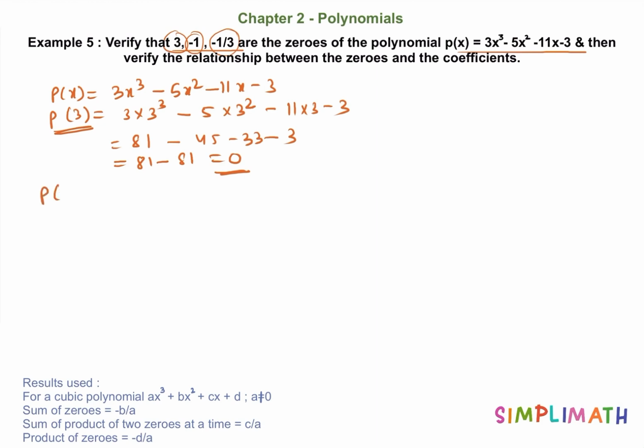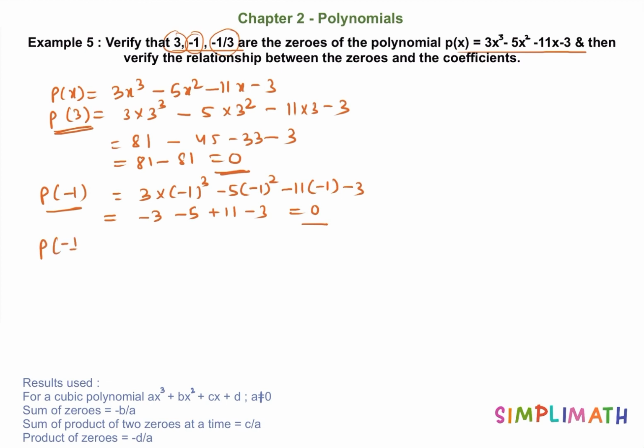Now let us put the value of x as minus 1. So 3 into (minus 1) cubed minus 5 into (minus 1) squared minus 11 into minus 1 minus 3. So I can write this as minus 3 minus 5 plus 11 minus 3, which is equal to 0. So p of minus 1 is equal to 0.